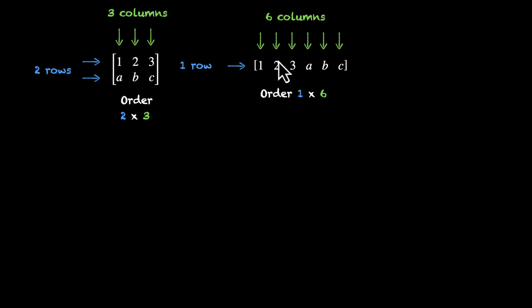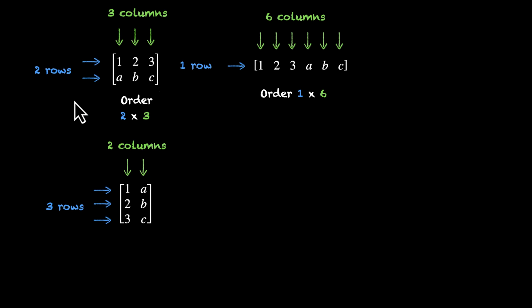Are there more such combinations? Can you rearrange these elements in different matrices having different orders? Pause the video, think about it. Okay, let's do this together. If you flip this, you can get 1, 2, 3, A, B, and C written in this order. So how many rows, how many columns? We have 3 rows and 2 columns. So this is different than this one. This matrix has 2 rows and 3 columns, whereas this matrix has 3 rows and 2 columns. Both of them are different. The order is 3 by 2.